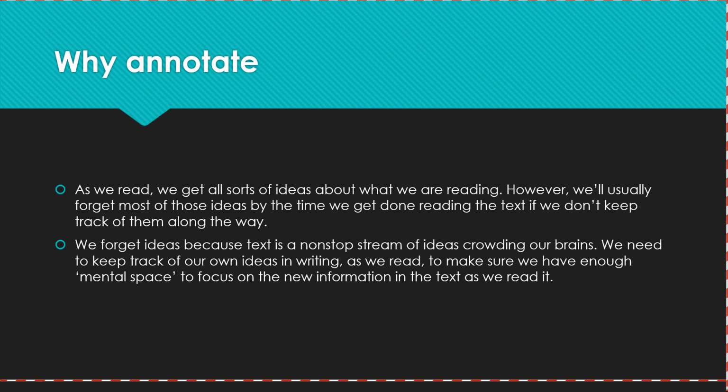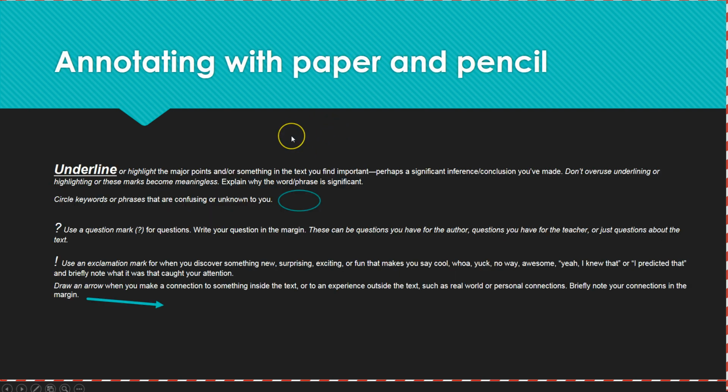So we need to keep track of our own ideas in writing as we read to make sure that we have enough mental space to focus on the new information in the text as we read it. There's usually not enough space to totally remember our ideas and all these brand new ideas that we're getting out of the text at the same exact time and keep track of them for the duration of a text. So our ideas need to get written down as we're reading so then we can go back and remember them after we read.